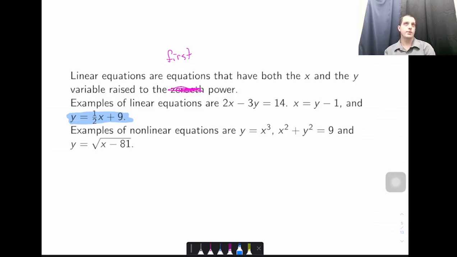Examples of nonlinear equations are y equals x cubed. In this case, the x is to the 3rd power. X squared plus y squared equals 9. Here both the x and the y are raised to the 2nd power. And then also y equals the square root of x minus 81. Here there is also a power. We'll get to that in a few more chapters, but just keep in mind that if you see a square root over an x, that is in fact a power.